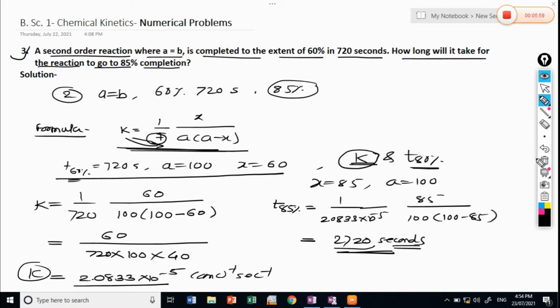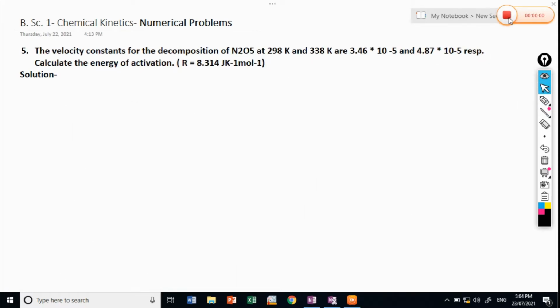Hope you have understood the solution. You can solve easily the numericals based on this.